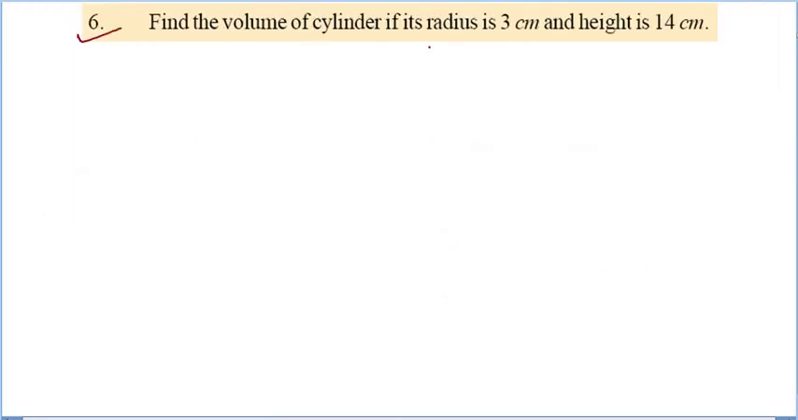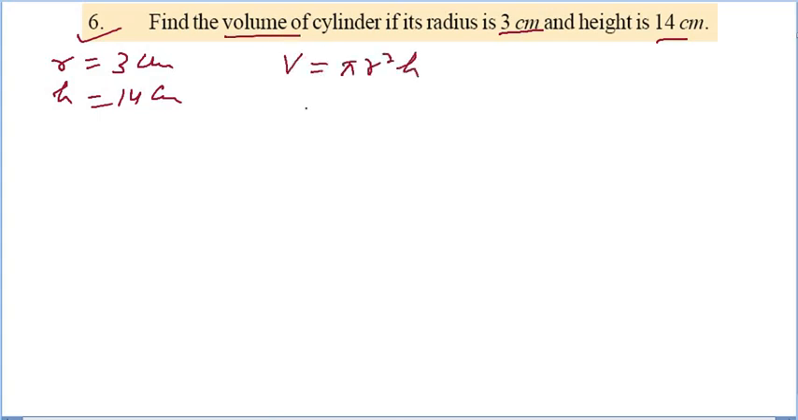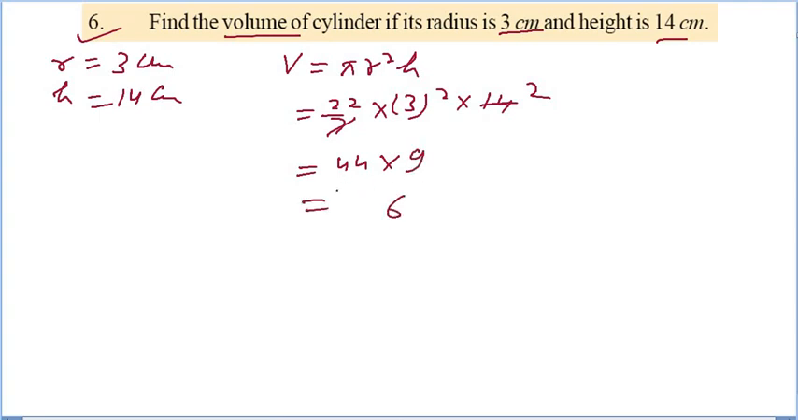Find the volume of the cylinder whose radius is 3 centimeters. So R is given as 3 centimeters and the height is 14 centimeters. So volume of cylinder is pi R square H. Pi is 22 upon 7, R is 3 whole square and H is 14. So 7 ones are 7 and 7 twos are 14. 2 twos are 4, and 2 twos are 4, and 3 square is 9. So 9 fours are 36, and 36 times 11 is 396 centimeter cube. That one is your answer.